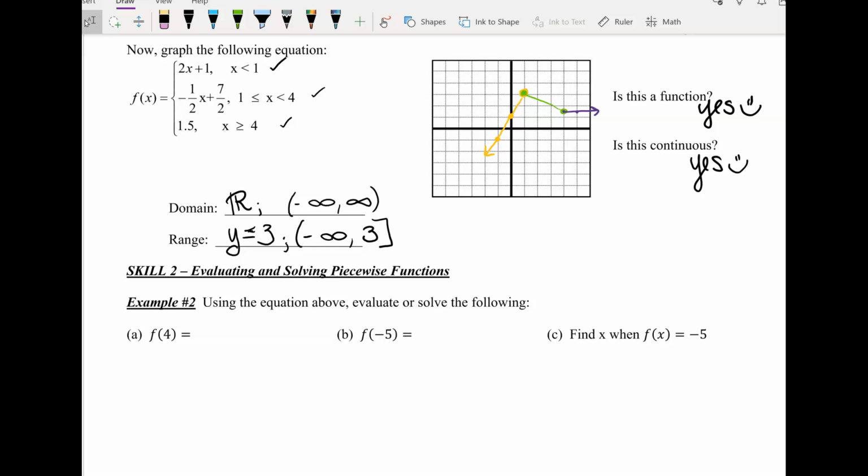Again, everyone. Okay, so skill 2. Now we've graphed it. So what about evaluating and solving? Evaluating means that you are finding a value given a certain restriction, given a certain parameter. So that's what we're going to take a look at.